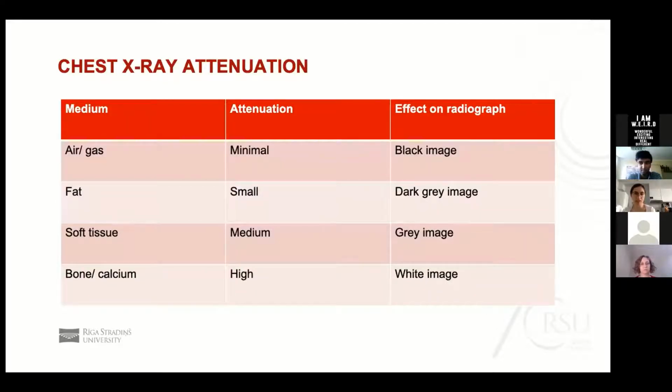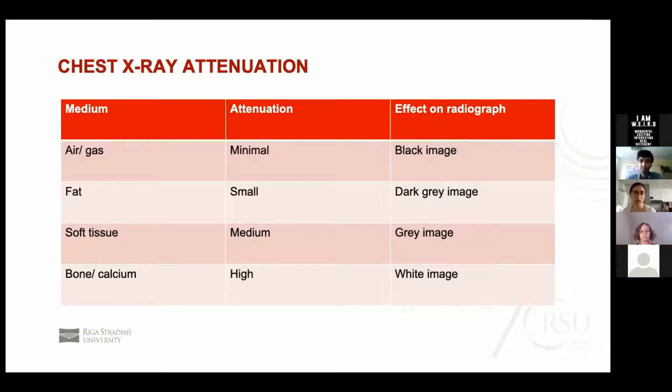So let's speak about the basics of radiology, of the chest X-ray. To understand what you can see in the X-ray or the CT, we have to understand that different kinds of medium have different kinds of attenuation, and basically attenuation means that the structure of the tissue can absorb the X-ray differently. So air or gas, they have minimal absorption. It means that the X-rays go through the tissue, causing a black image, because most of it is detected on the other side in the detector.